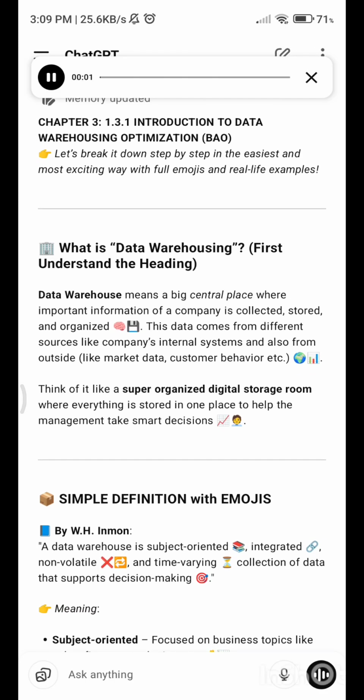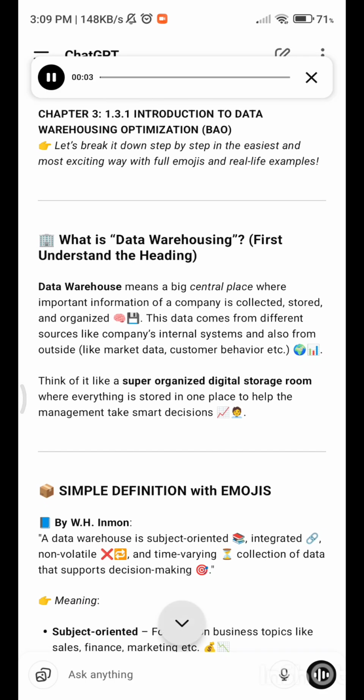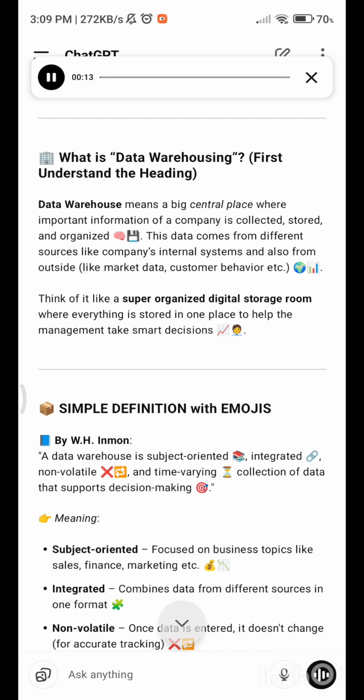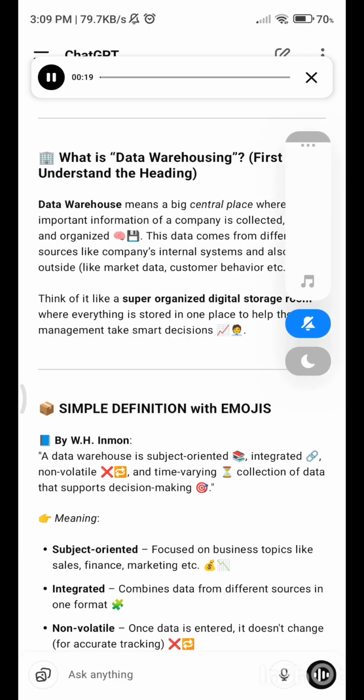3. 1.3.1 Introduction to Data Warehousing Optimization. Let's break it down step by step in the easiest and most exciting way with full emojis and real-life examples. What is data warehousing? First, understand the heading. Data warehouse means a big central place where important information of a company is collected, stored, and organized.